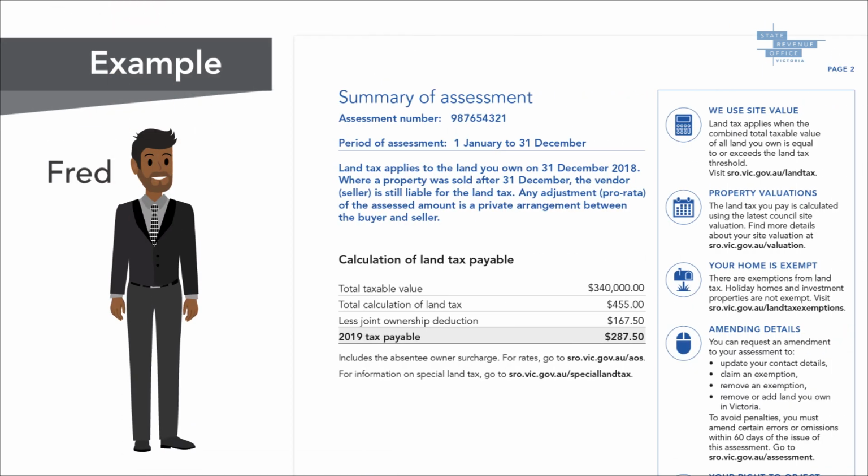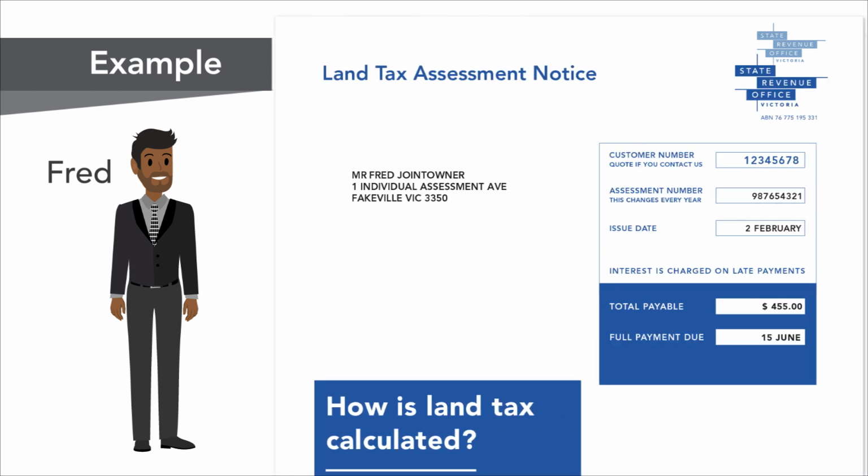Fred is entitled to a joint ownership deduction of $167.50 for the land tax that has already been assessed on the jointly owned land.